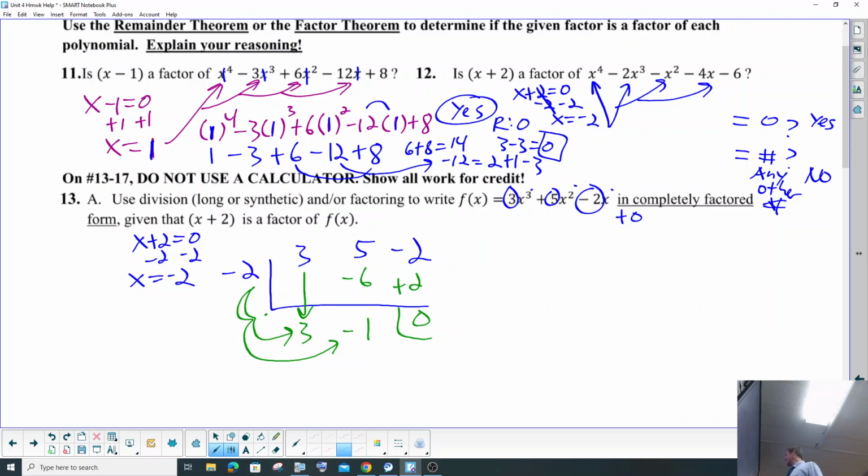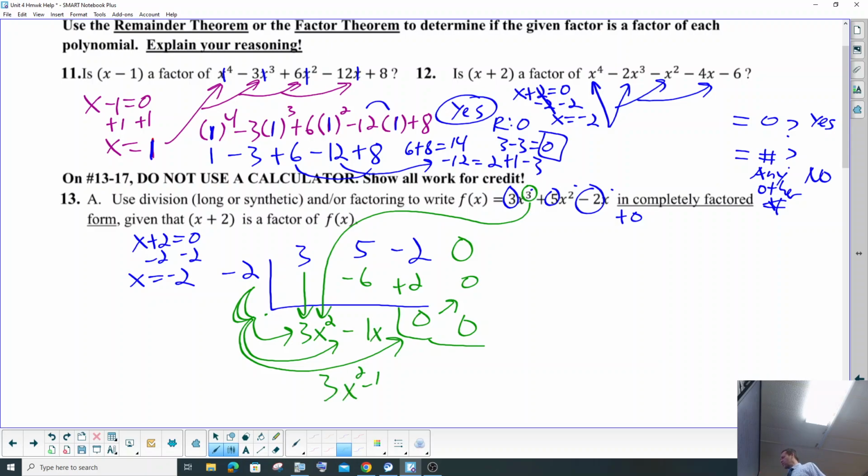So 1 power less. Do we need to do another 0? I guess we could. I don't think it matters, because negative 2 times 0 is just 0, and we still get a 0. So 1 power less. What's 1 power less? It's x to the 2nd power, and then x, and then plus 0. Cool, so that is our answer. But now we need a completely factored form.